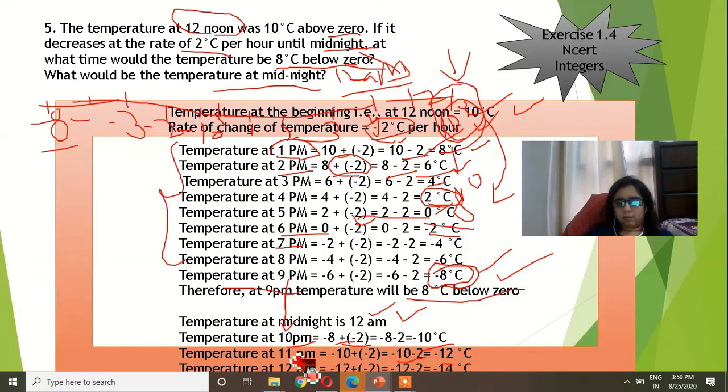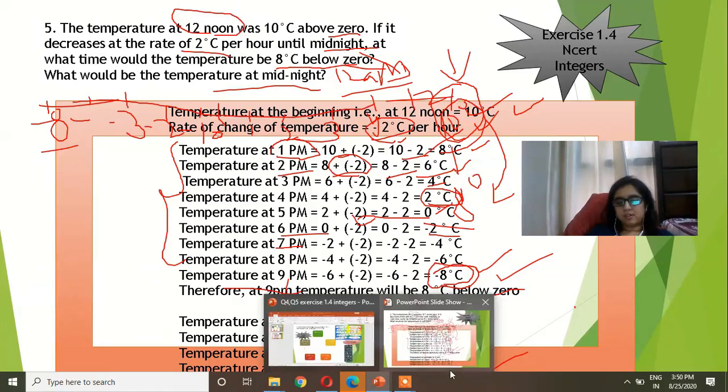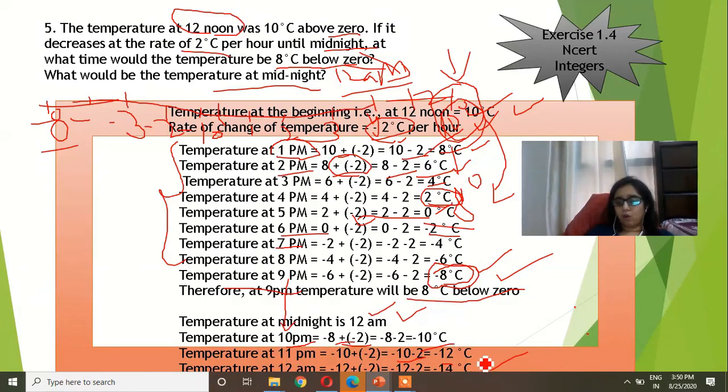So temperature at 12 a.m. would be minus 12 degrees Celsius plus minus 2 degrees Celsius, that is minus 12 minus 2, and we have to add those numbers with each other. So 12 plus 2 equals 14. So my next part answer would be, temperature at midnight would be minus 14 degrees Celsius.